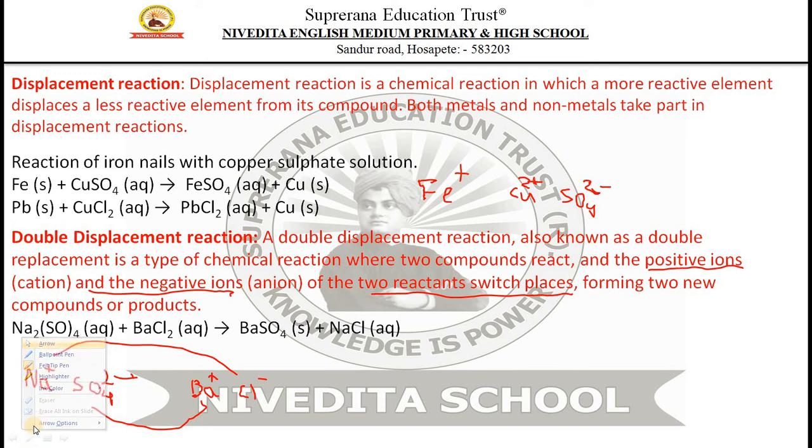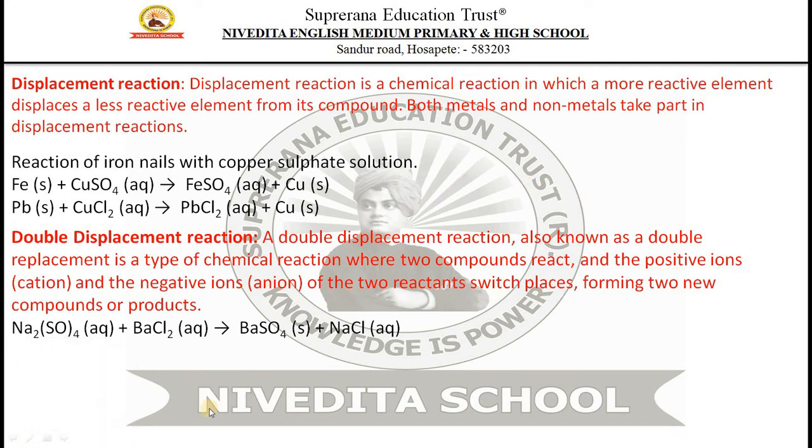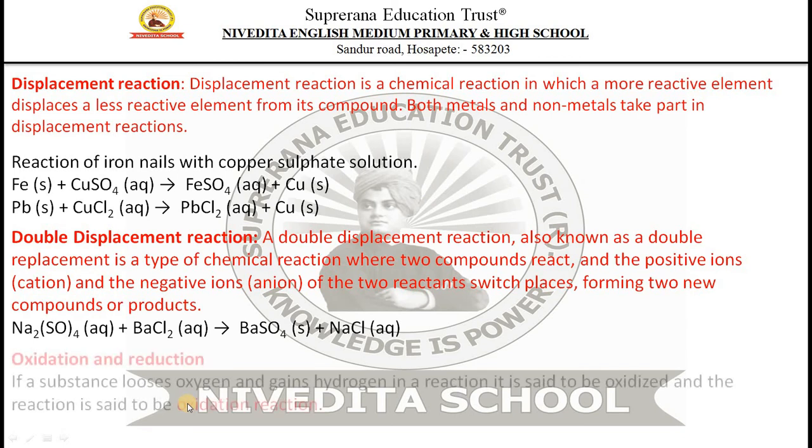Right, so let me take out all these things. Next, the fourth and last type of reaction, we have oxidation and reduction reactions. The oxidation and reduction reactions are together called redox reactions. So let us discuss them one by one.